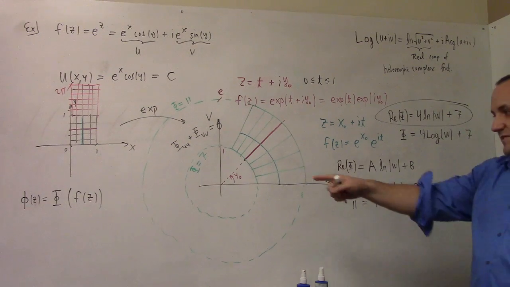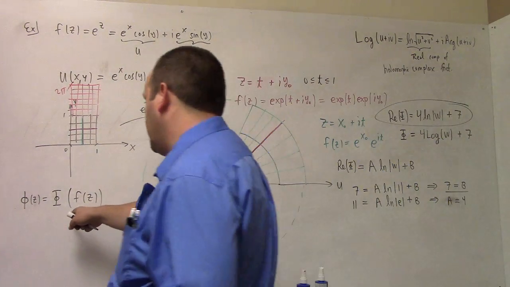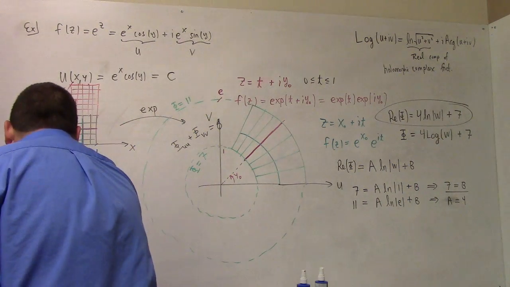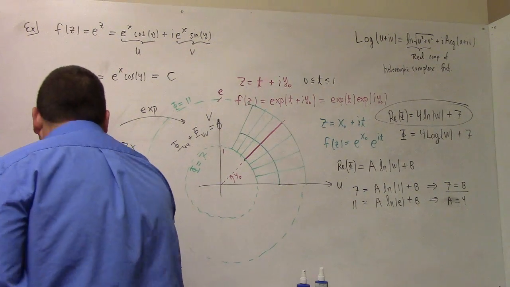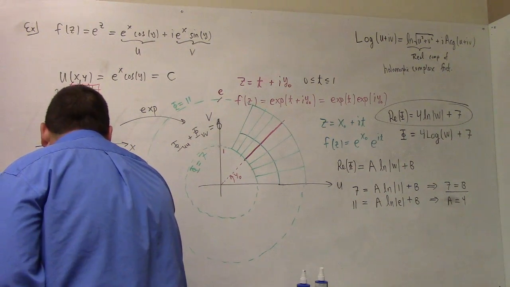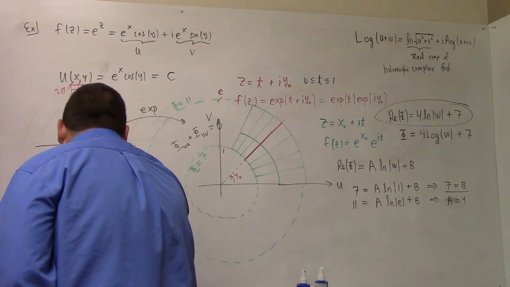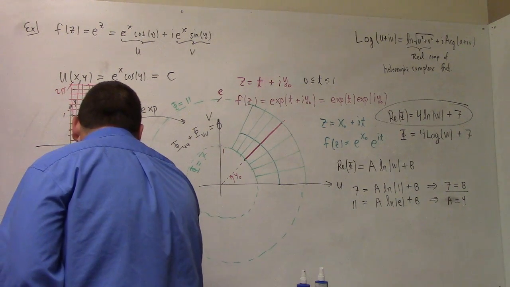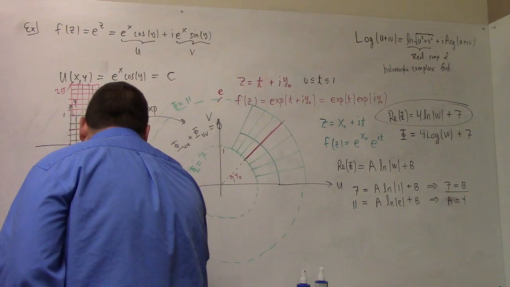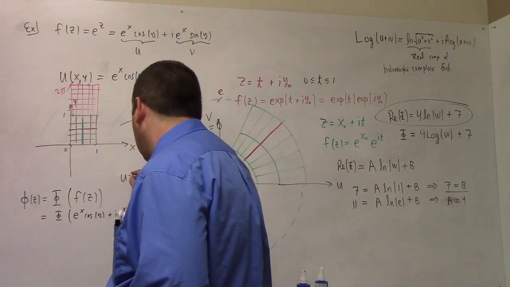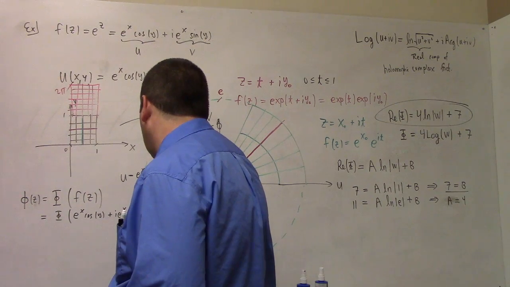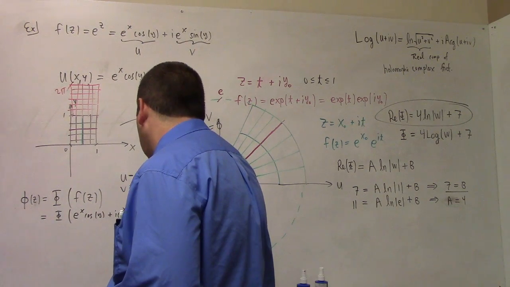Okay, so what's this? So this would be phi of, well, f of z is what? Well, f of z is e to the x cosine y plus i e to the x sine y, right? So in other words, my u is e to the x cosine y, and my v is e to the x sine y.